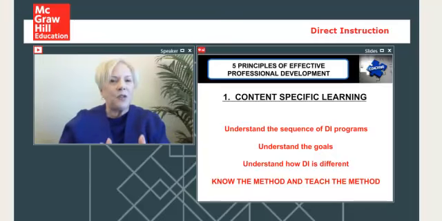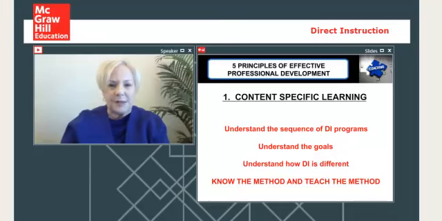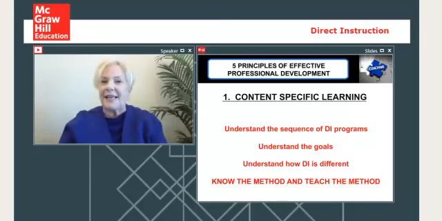And they've got to also understand the sequence, because realize that this sequence is different from other programs that they may have taught in the past. The teachers need to understand the goals for each level that they're teaching and each subject they're teaching. Another important consideration is this: teachers have to learn how to respect and appreciate that the sequence of the direct instruction programs is different, and that they can't overlay or insert previous curriculums that they've worked with. So we're looking at know the method and teach the method.